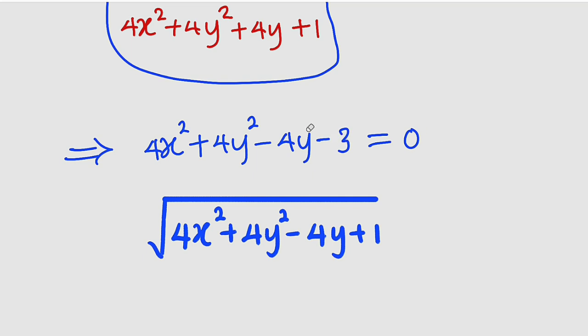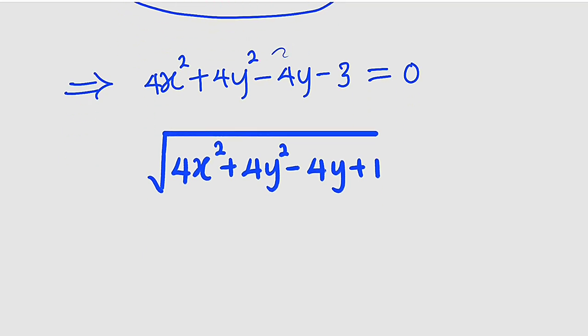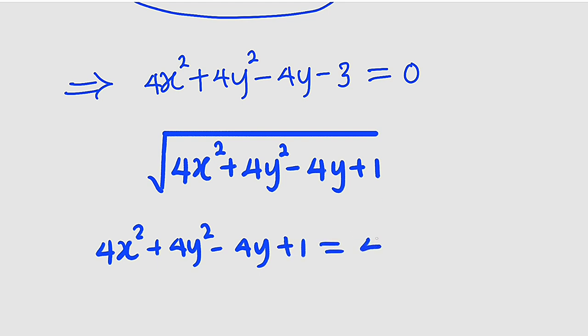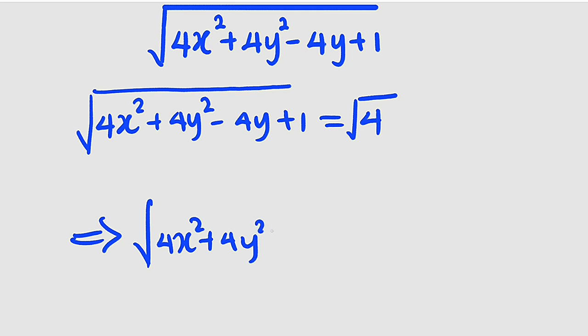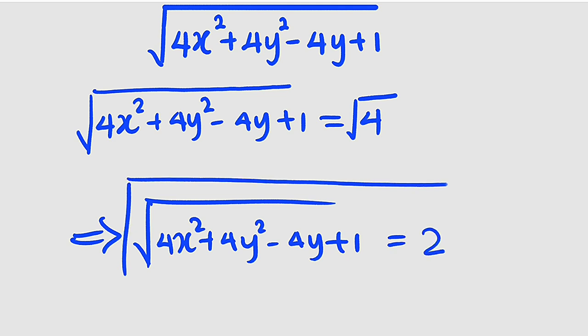We can simply do that by adding 4 to both sides of this equation. So let's do that. If you add 4 to the left hand side, you know that negative 3 plus 4 will give us positive 1. So to the left hand side, we have 4x squared plus 4y squared minus 4y plus 1. And adding 4 to the other side, 0 plus 4 will give us 4. So if you take square root of this, it will be exactly as this. But to make the equation balance, you have to take the square root of the other side. And hence, you can see that square root of 4 is equal to 2, which implies that the square root of 4x squared plus 4y squared minus 4y plus 1 is exactly equal to 2, and hence the result.